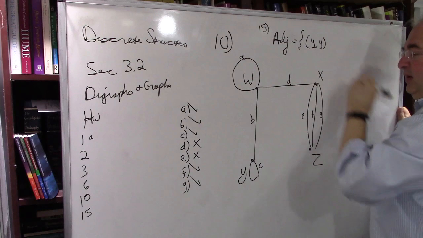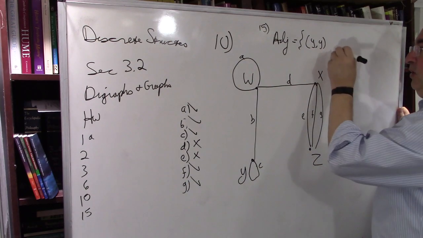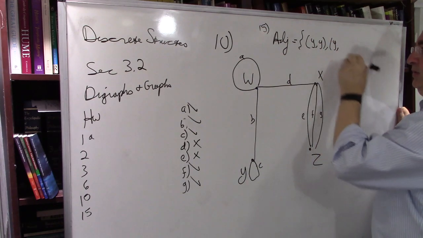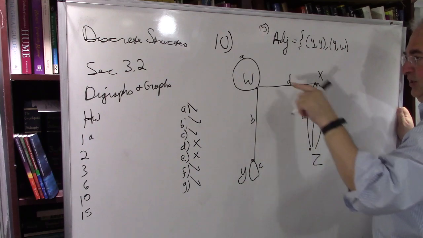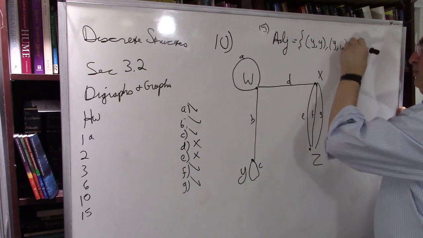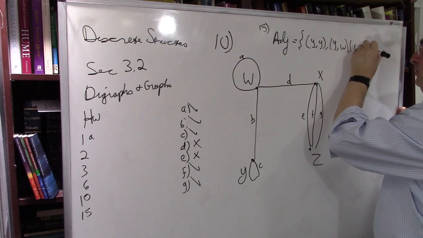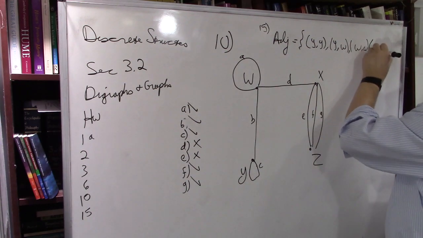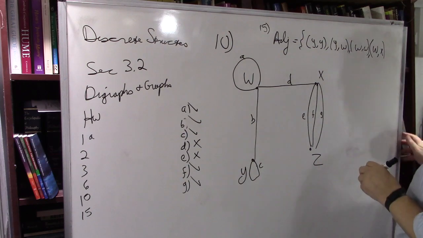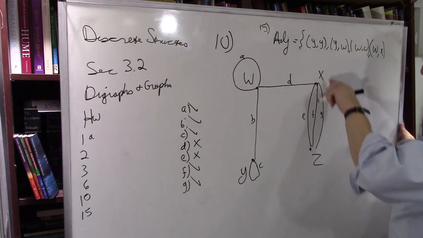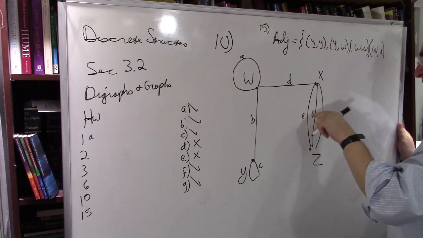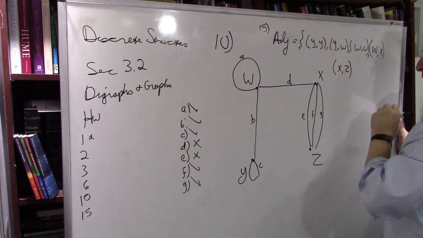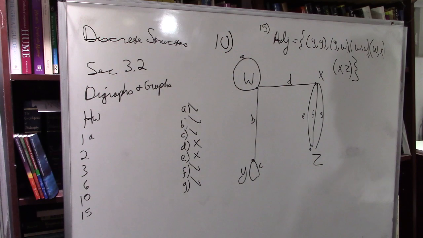Y is connected to Y. Y is connected to B. Y is connected to A, to W. Adjacency means next to. Okay, W is related to W. W is related to X. I think we only have to do one of these because we're not asking for a thing. So I'm just going to write X is related to Z. Okay, that's the end.